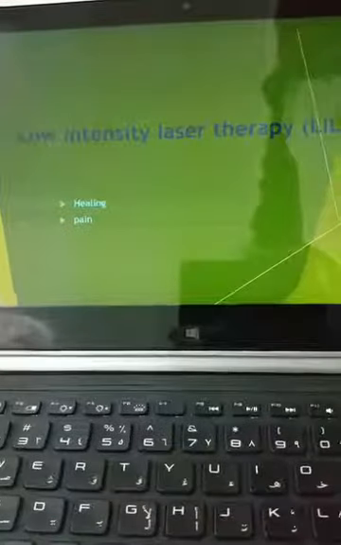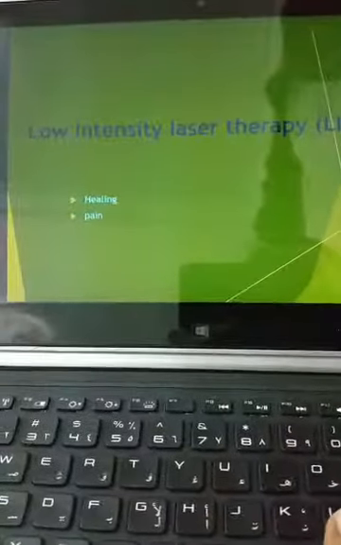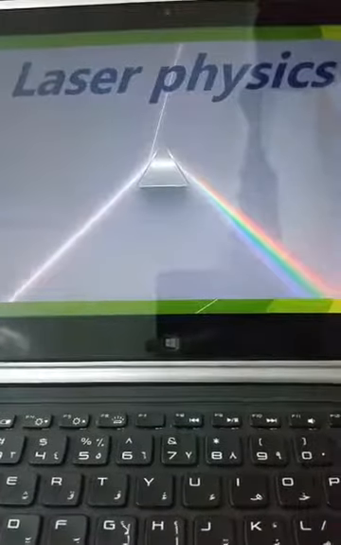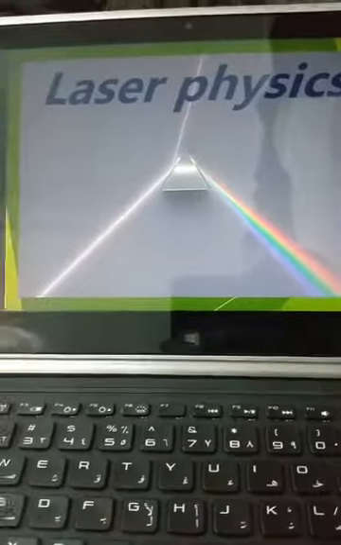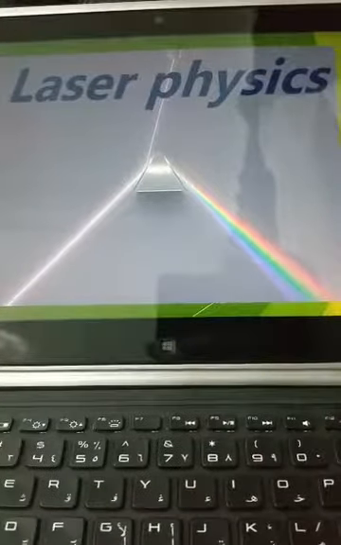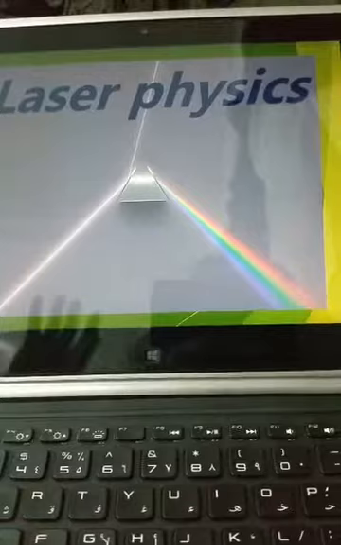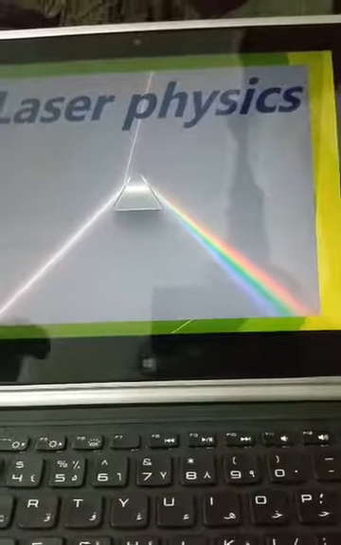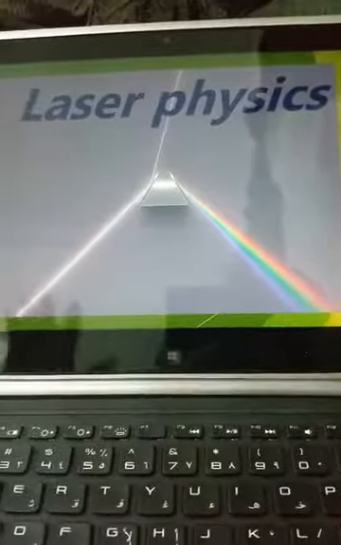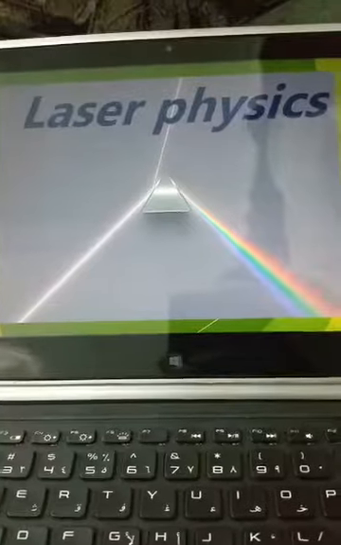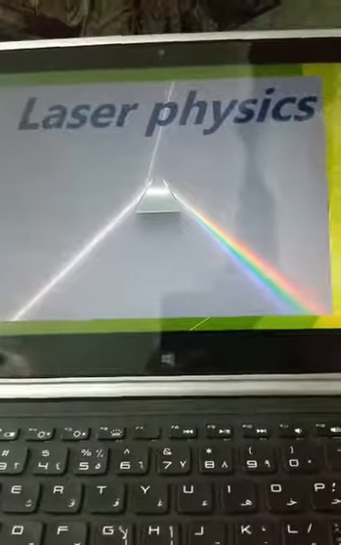Sorry. The low-level laser, as I mentioned, can be for healing and pain. This is the photodynamic therapy, which I mentioned. Let's talk briefly about laser physics, which is very important to know these things. To apply laser, you have to understand how to drive the laser wavelength. I always compare driving a laser wavelength with driving an aeroplane.